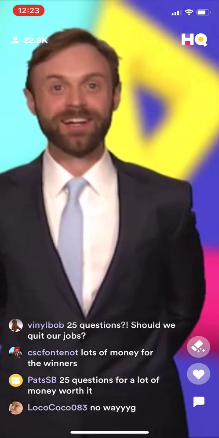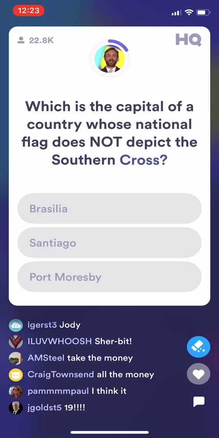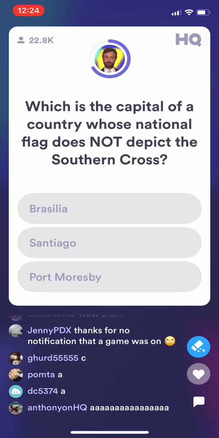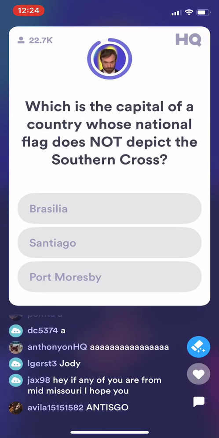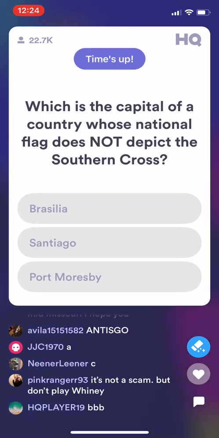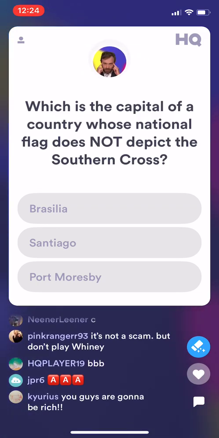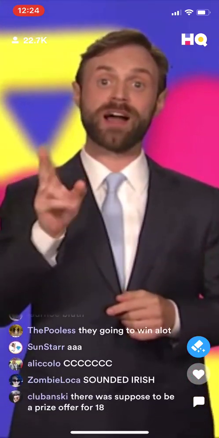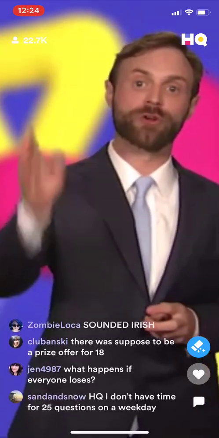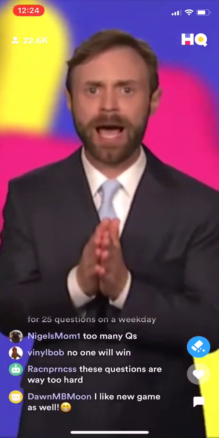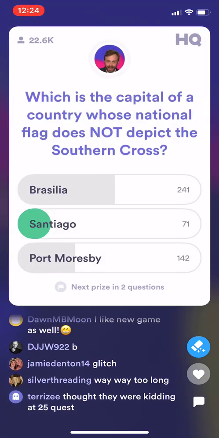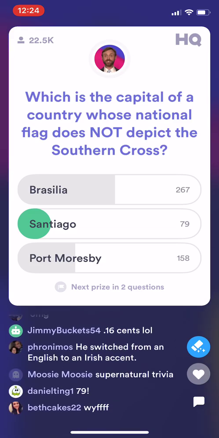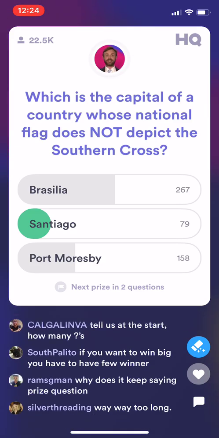This is crazy. Which is the capital of a country whose national flag does not depict the Southern Cross? Brasilia, Santiago, Port Moresby. Which one? Think back to 5th grade. Brazil, whose capital is Brasilia, and Papua New Guinea, whose capital is Port Moresby, are 2 of 5 countries whose national flags depict the Southern Cross constellation. Chile, whose capital is Santiago, is not on that list. The answer is Santiago. 79 got it. Moving on to the next question.